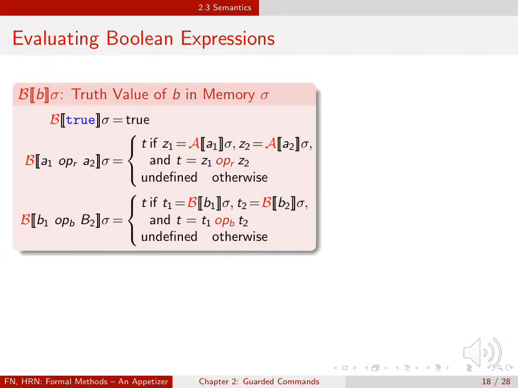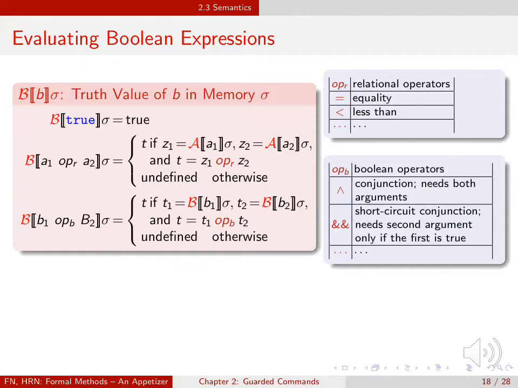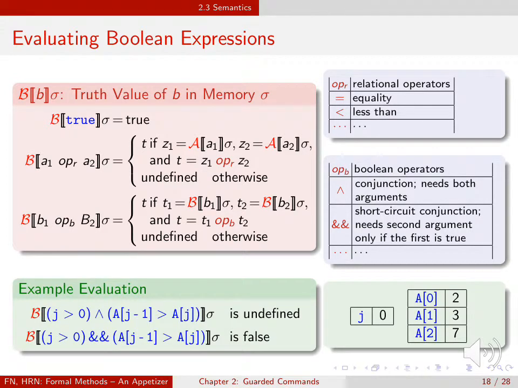For Boolean conditions, we have one equation for each form of Boolean expression. The overall approach is very much like for the arithmetic expressions. The relational operators and the Boolean operators are shown here. Special attention needs to be given to the difference between ordinary conjunction and short-circuit conjunction. The example here shows a case where ordinary conjunction is undefined, but short-circuit conjunction is defined. The explanation in the book pays more attention to this than this slide.